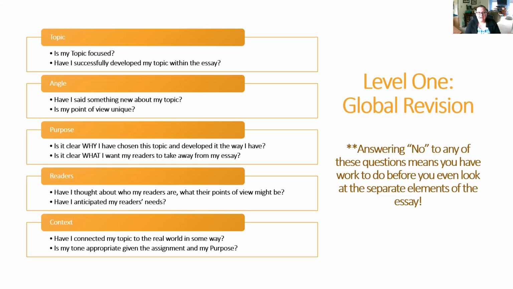What about your angle? Have you said something new about your topic, or are you presenting a unique point of view? And that's especially difficult to achieve when you're doing just a standard research paper. But this is where you have the opportunity to say, okay, the topic I've chosen, I've come across in my research at least 6 or 7 main ideas that could be discussed on this topic. I know I can't look at all of those, so I'm going to focus my topic, and I'm going to choose 3 of them.